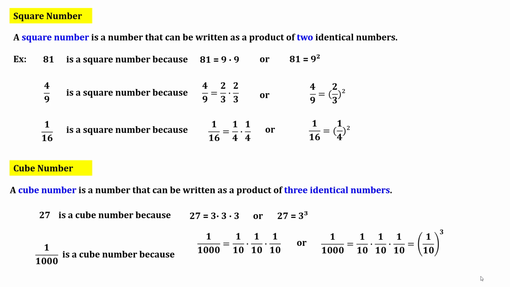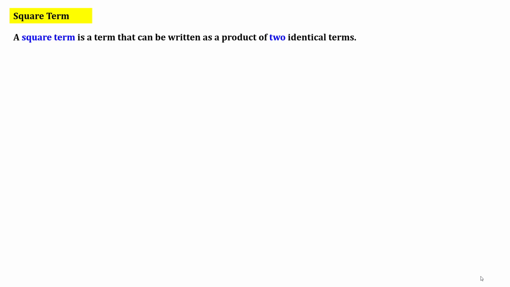Moving on to square terms. A square term is an algebraic term, so it has a coefficient, a number part, and a variable part, that can be written as a product of two identical terms. So 81x squared, 4/9 y to the 4th, and 1/16 x to the 10th are all square terms.